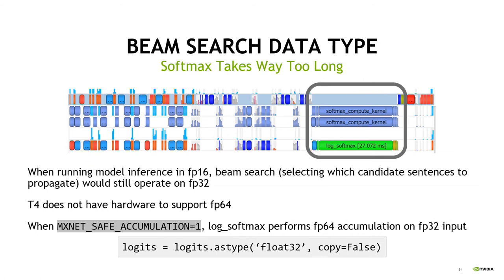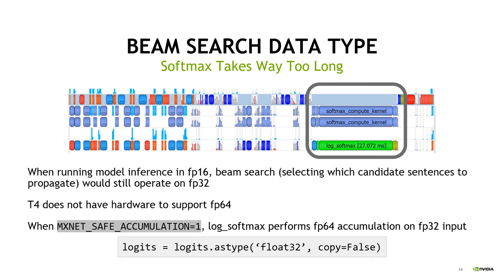Up until now, in our profile, we have ignored an elephant in the room. And by elephant, I'm referring to the extraordinarily large amount of time spent in the softmax compute kernel. This kernel is used for the log softmax computation after the final decoder layer in order to determine the likelihoods of all possible tokens for the given time step. Now, why is this the case? This is because with older versions of MXNet, not all operators supported the FP16 data type. What this meant was that even when running model inference in FP16, the beam search step not involving the decoder would still run in FP32.